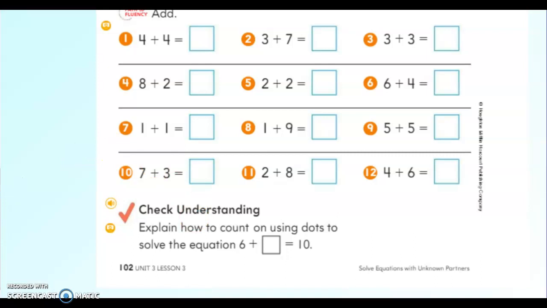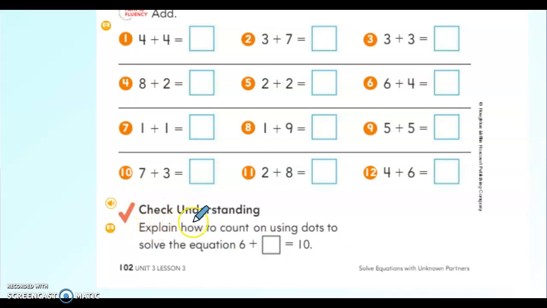All right. So for numbers 1 through 12 here, we have a fluency check. So these are addition problems that you should be getting more familiar with, and being able to add within 10 is a first grade skill. So we want to make sure that we are getting really good at that. Remember, you can use any strategy to find these answers. Just put them in the box. And then we'll do check for understanding together, and then you'll be good to go for the day.